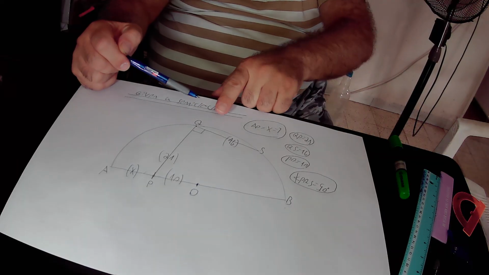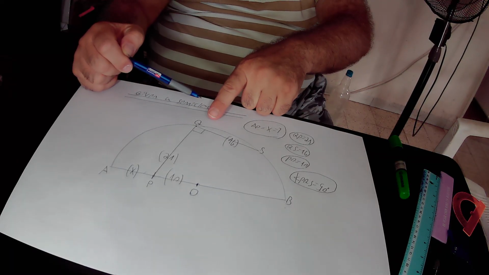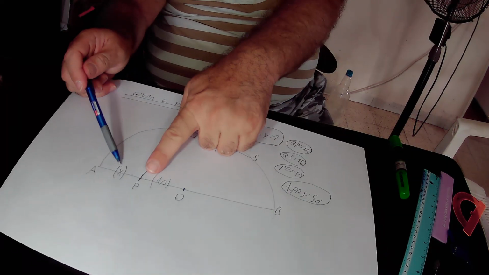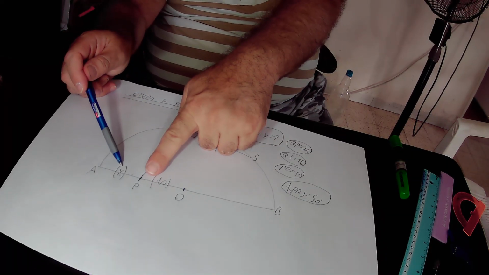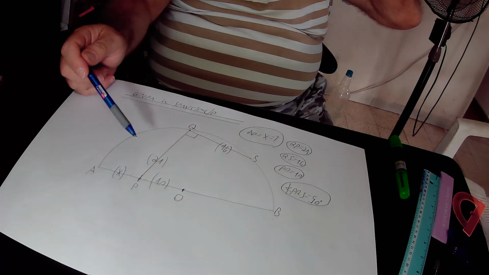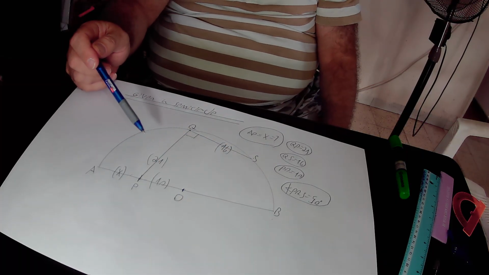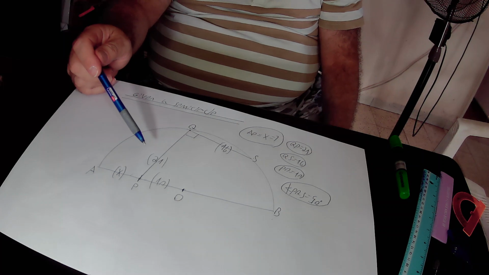This is angle PQS that is equal to 90 degrees in its size. Again, our task is to find the length of this line segment AP that is equal to x. We have to find the value of x. So first of all, we will complete the semicircle to a circle.